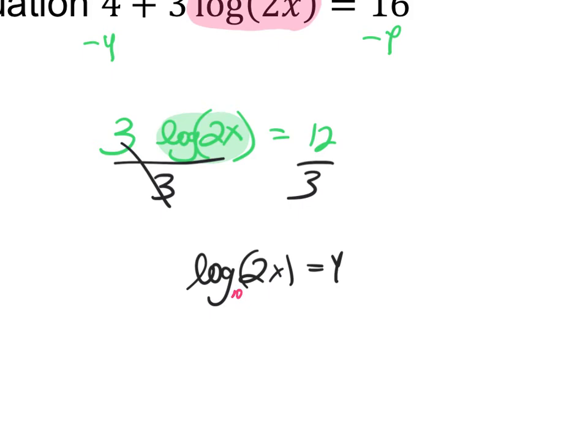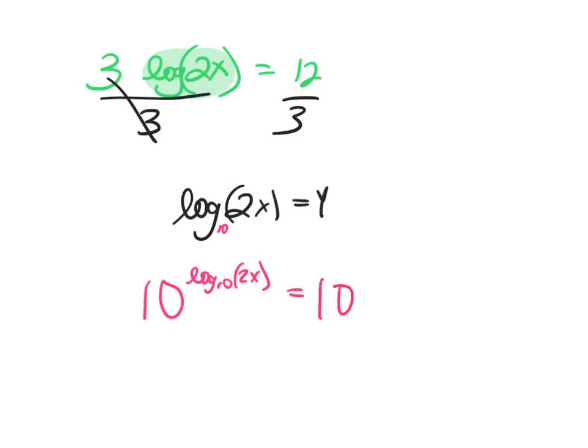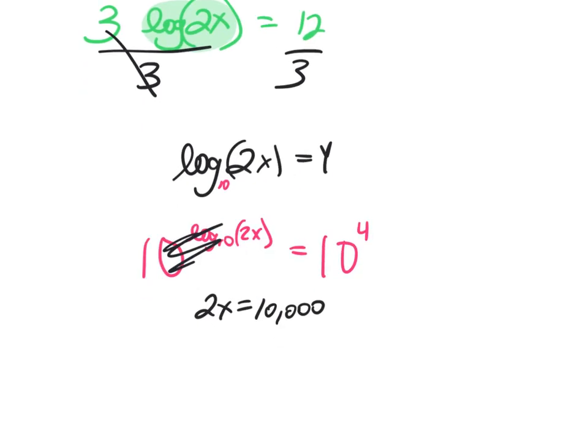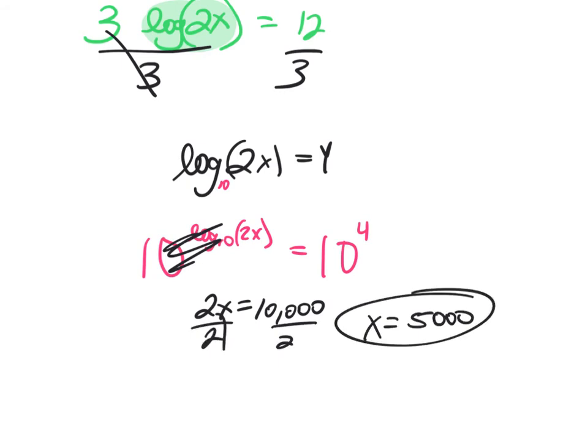So what's the opposite of log? Exponential. It's the opposite of log, everybody. So I'm going to write a big 10, and everything else goes up in the exponent. If I write a big 10 and everything goes in the exponent on the left-hand side, what do I do on the right? A big 10 and everything goes into the exponent. Good. So now 10 and log base 10 cancel out. So you have 2x equals what? 10,000. Divide both sides by 2. So x equals 5,000.